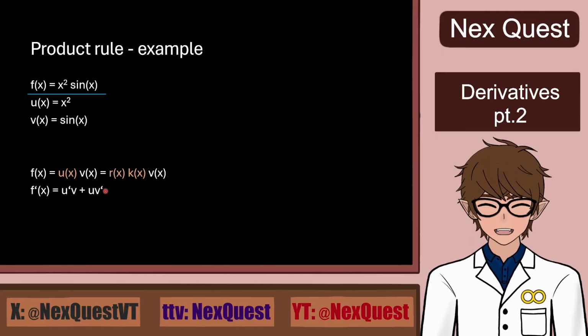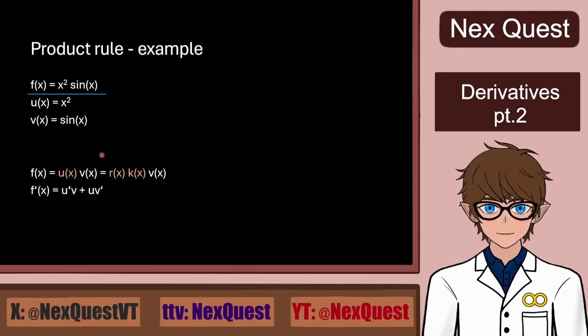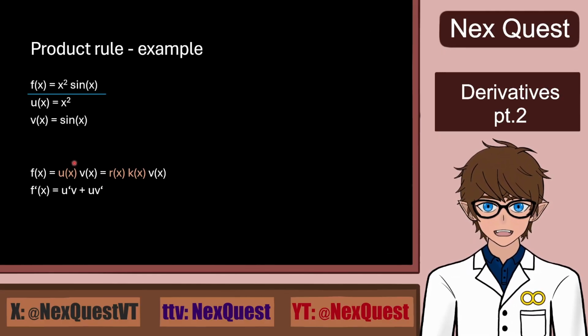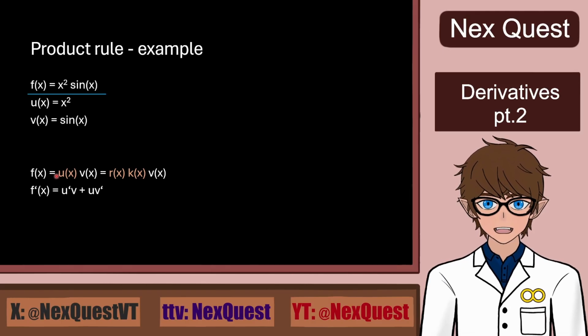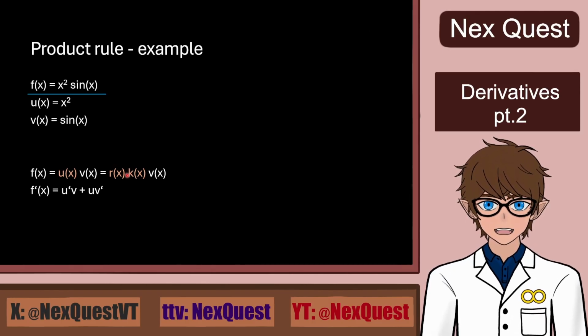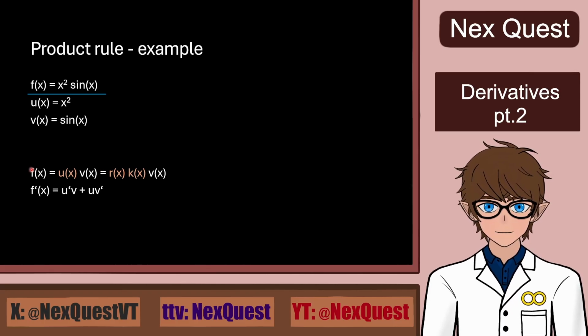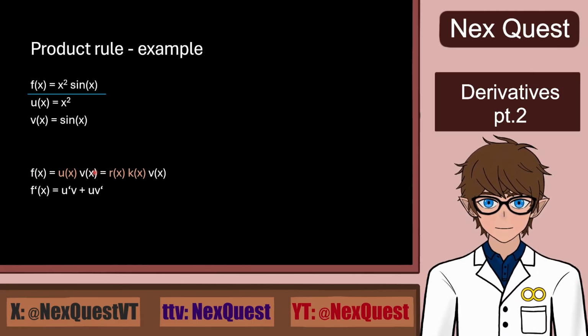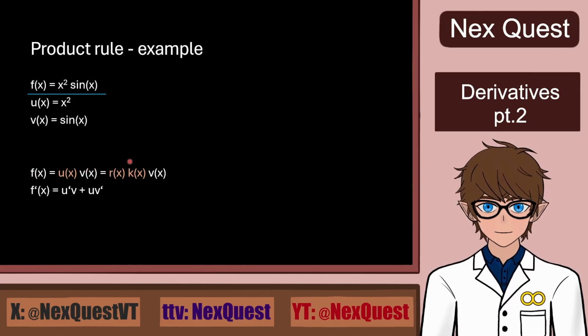Now, to solve it as 3 functions, I will take our formula and expand it, so I will treat our u of x as r of x times k of x. So basically, this is the normal formula for the function, which is built from 2 functions, and now I wrote it as the function built from 3 functions, if this kind of makes sense.